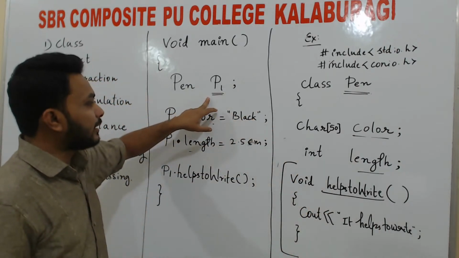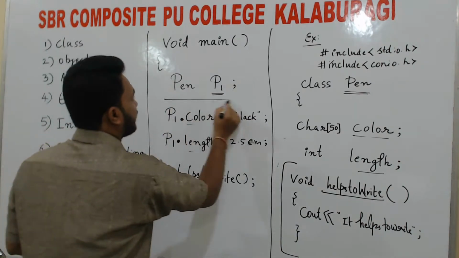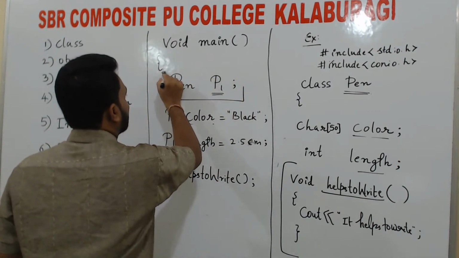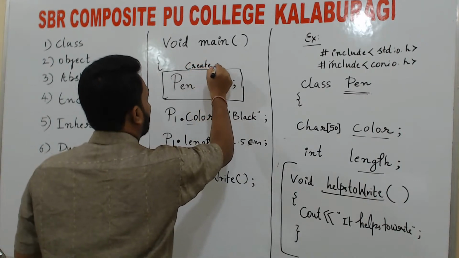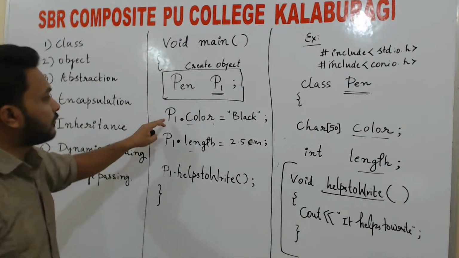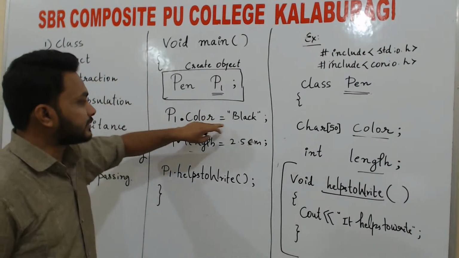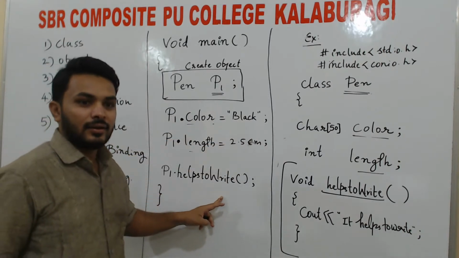The function and the properties, we are creating an object. This is to create an object. Okay, so next, from the reference variable you are accessing the properties, initializing the properties, and accessing the function.